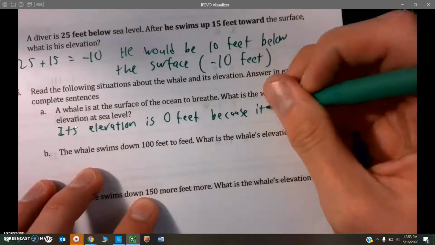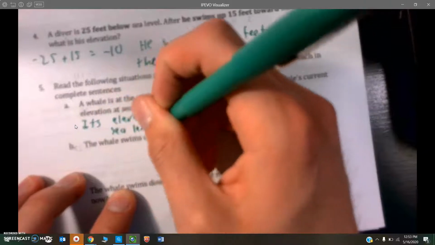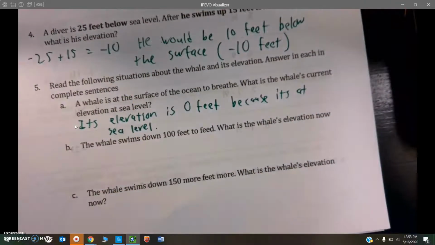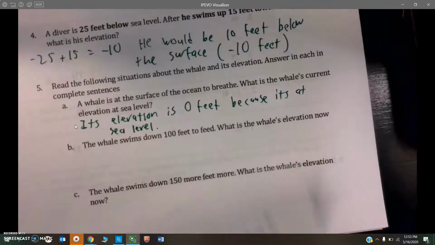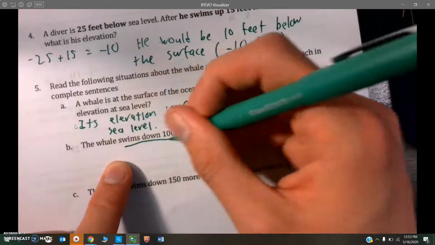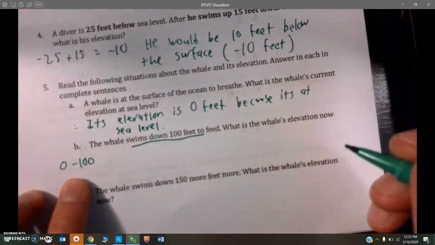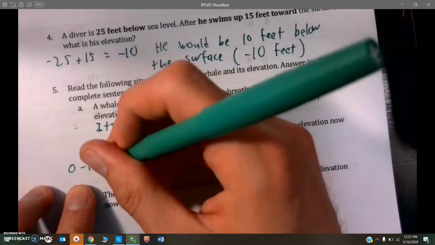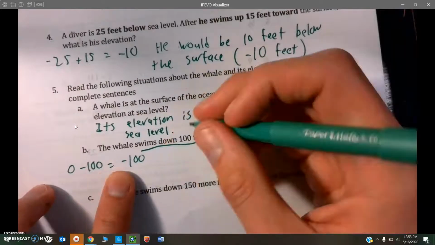Because it's at sea level. Once again, when we think about elevation, 0 is sea level, which is the surface of the ocean. So he's right here, his elevation is 0. And then the whale swims down 100 feet. So if you start at 0 and you subtract 100, you go down 100. His new elevation would be negative 100 feet.